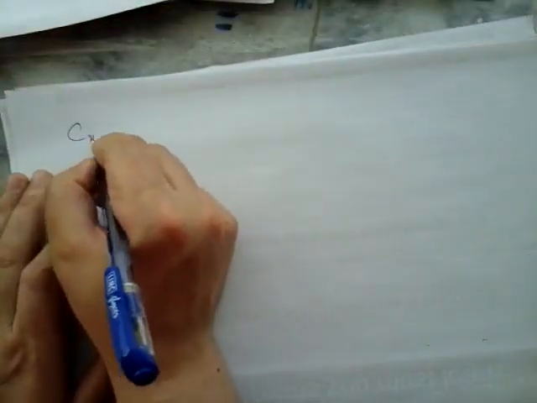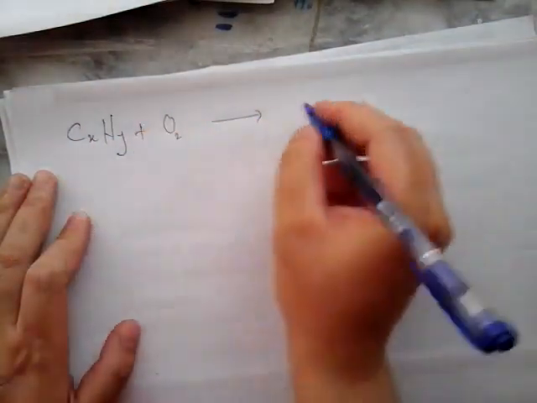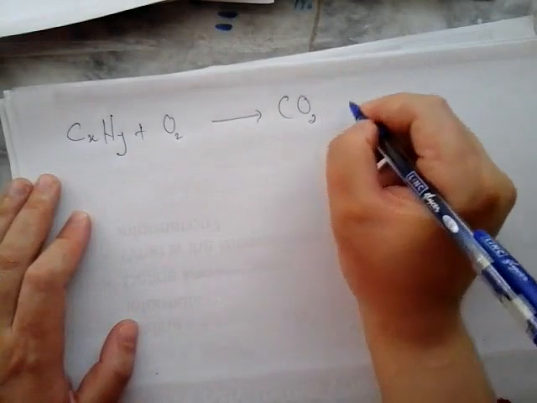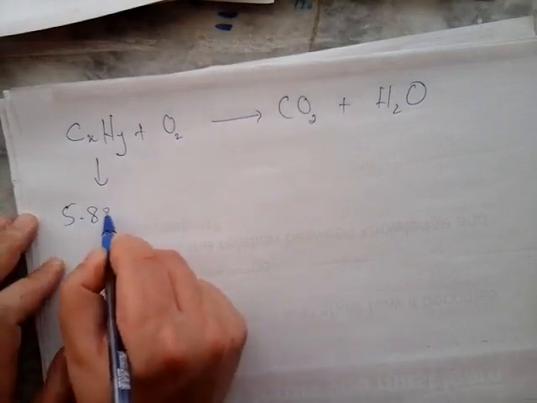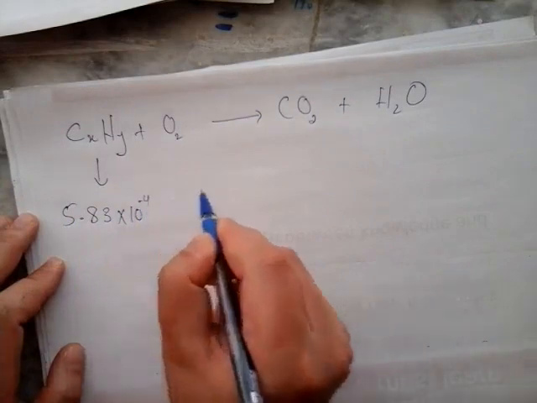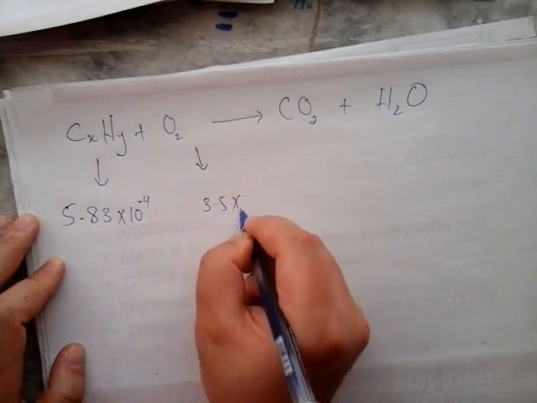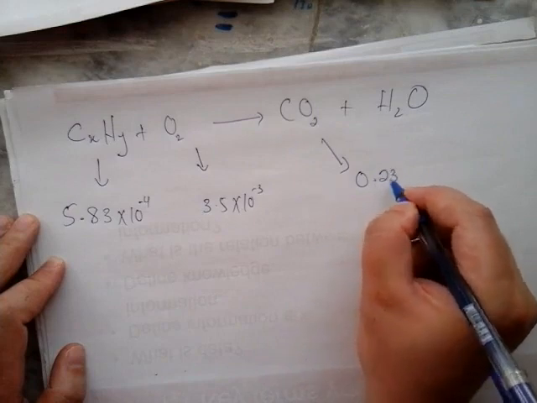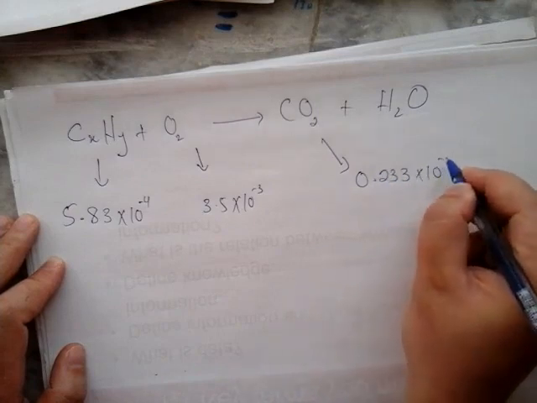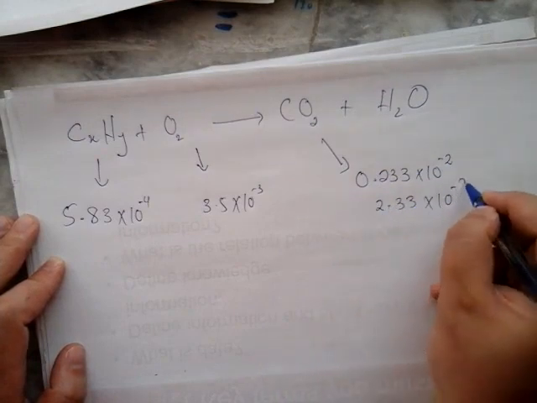So here, CxHy plus oxygen gas, in which we do not know their stoichiometric coefficients. Here carbon dioxide gas plus water vapors are produced. Moles of butene are almost 5.83 into 10 raised to power minus 4. Moles of oxygen are 3.5 into 10 raised to power minus 3, and moles of carbon dioxide are 0.233 into 10 raised to power minus 2. I can also write this as 2.33 into 10 raised to power minus 3.